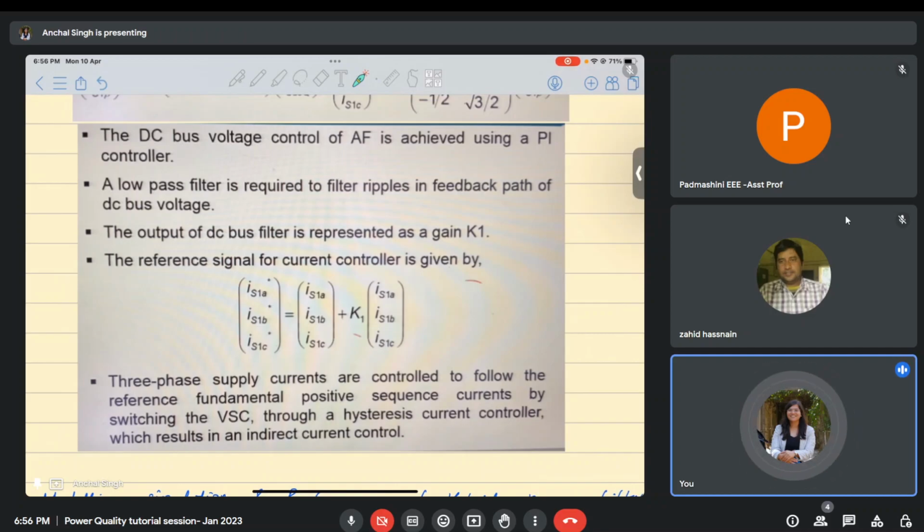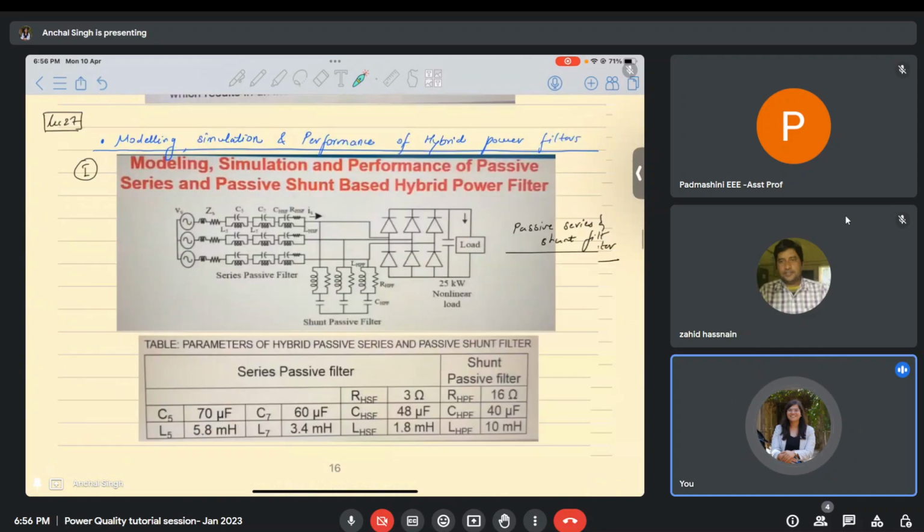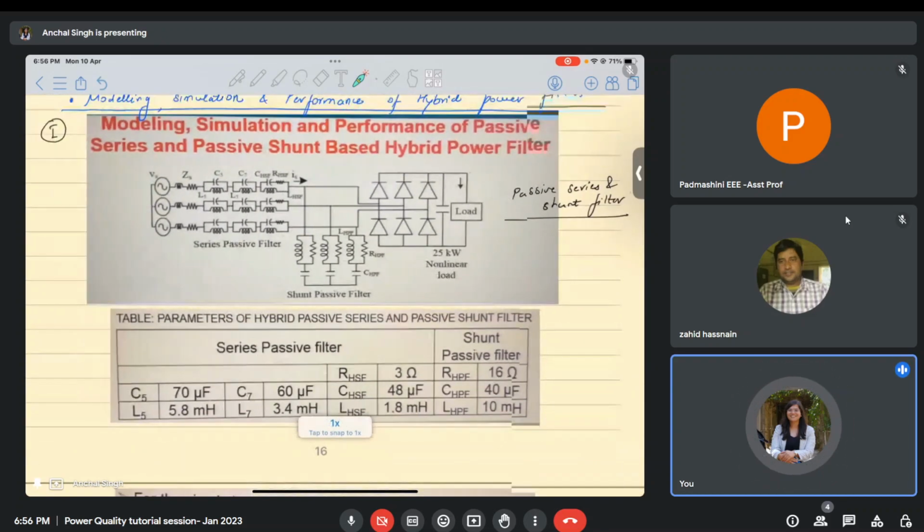These are the two basic examples of the control algorithms that we have discussed right now. And then let us look at the modeling, simulation, and performance of these hybrid power filters. What will the simulation look like?